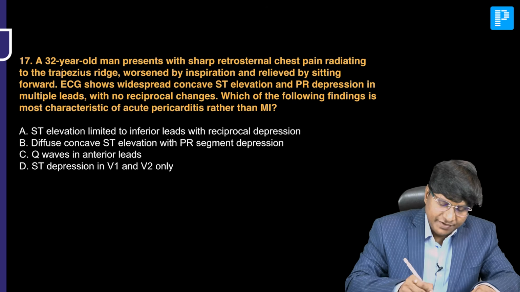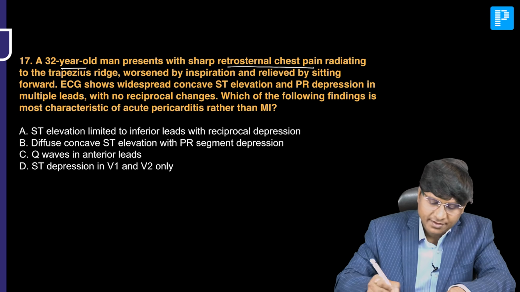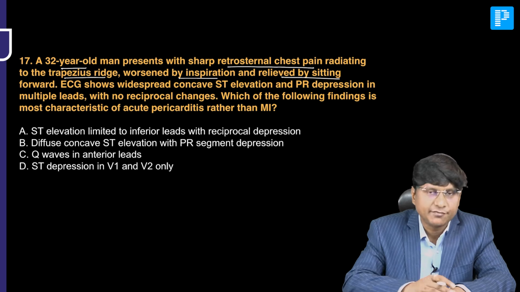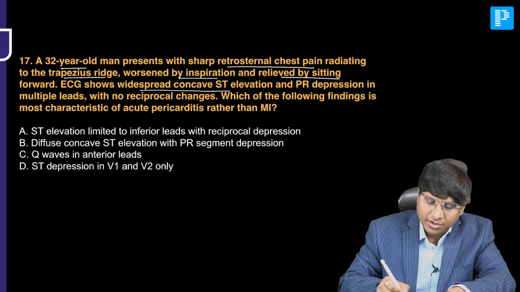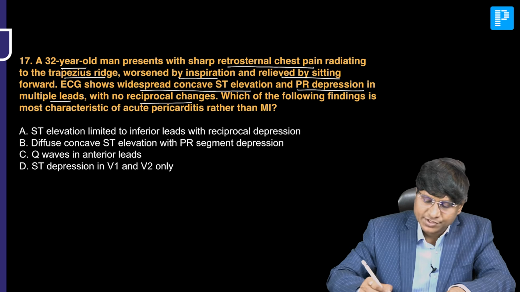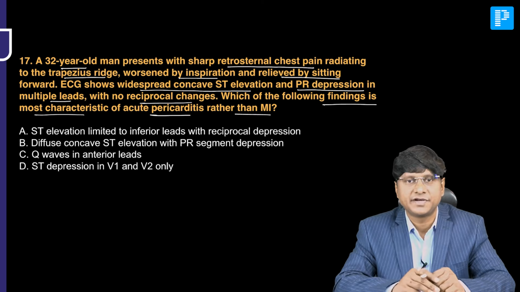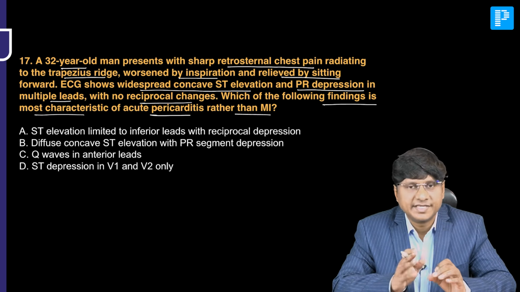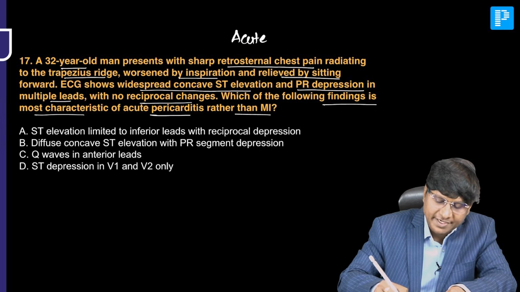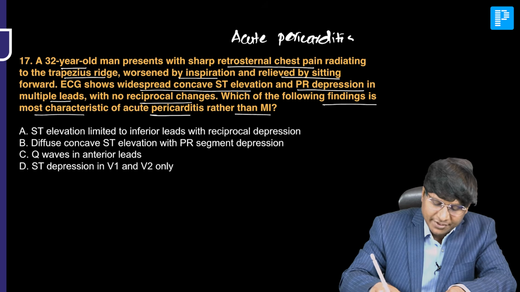Next question. We have a 32-year-old man who presents with sharp retrosternal chest pain radiating to the trapezius ridge, worsened by inspiration and relieved by sitting forward. ECG showed widespread concave ST segment elevation and PR segment depression in multiple leads with no reciprocal changes. Which of the following findings is most characteristic of acute pericarditis rather than myocardial infarction? This entire clinical scenario, the ECG finding as well as the clinical picture, is suggestive of acute pericarditis. Now the question is, how will you differentiate acute pericarditis from myocardial infarction?